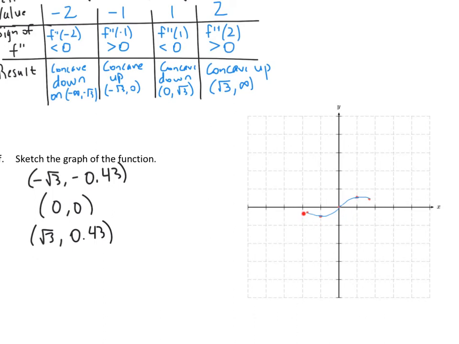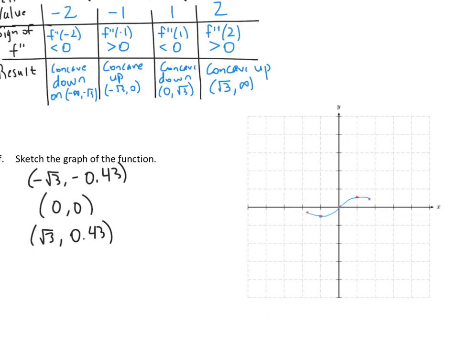So now the question is, what is going on for the rest of the graph? Well, from negative infinity to negative square root of 3, we have to be concave down. And then from square root of 3 to infinity, we are concave up. Now keep in mind, we do not have any other relative extrema. There aren't any more relative min or relative max.